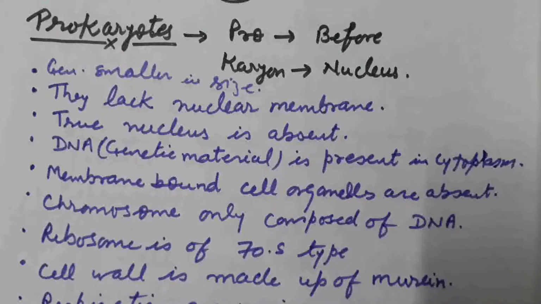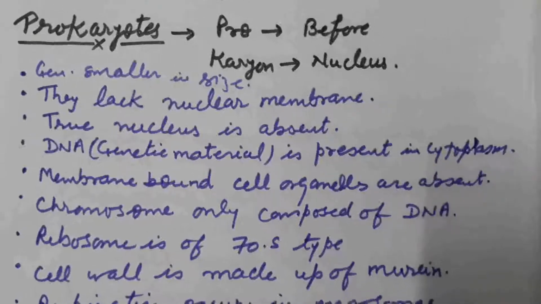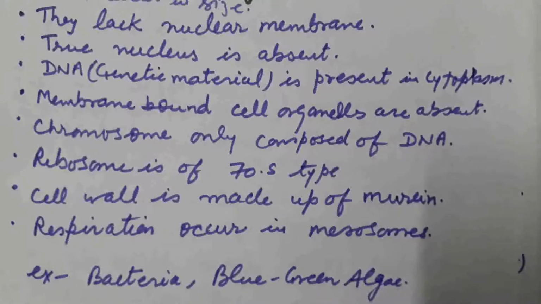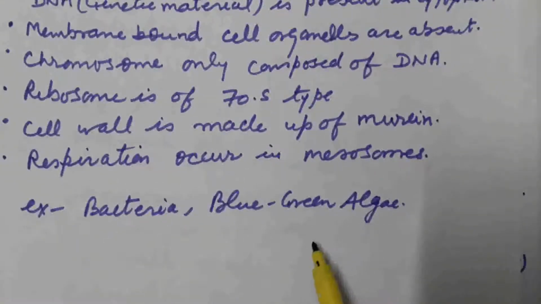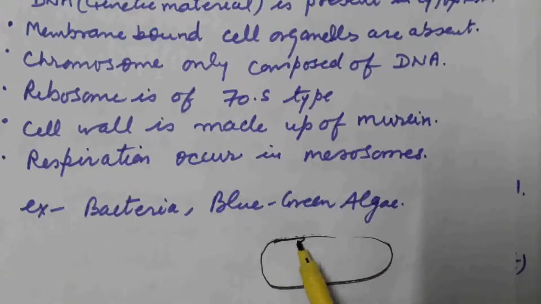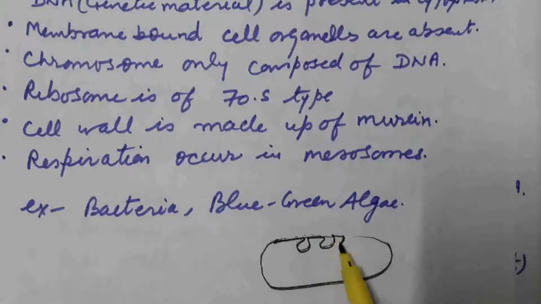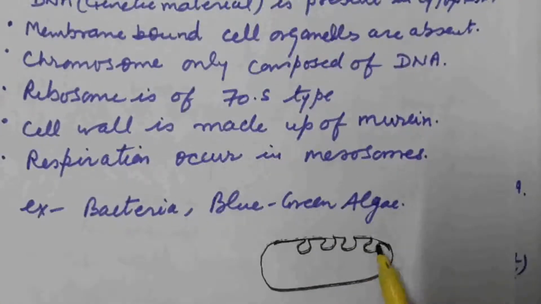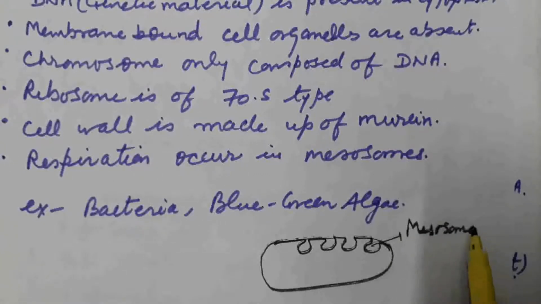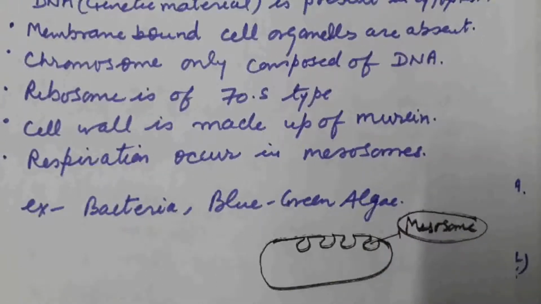Cell wall is made up of murein. Respiration occurs in mesosomes. What are mesosomes? Mesosomes are the infolding of plasma membrane which are present in case of prokaryotic cells. Here I am going to draw the structure. This is the cell membrane or plasma membrane. In case of prokaryotic cell, what happens? Infoldings of plasma membrane are found in prokaryotic cells, which we call mesosomes. Inside the mesosomes, some enzymes are present which help in respiration process.